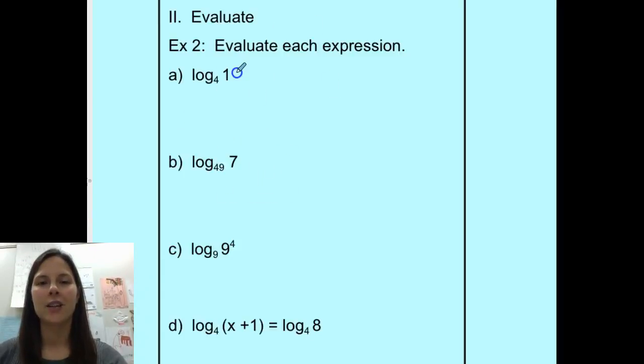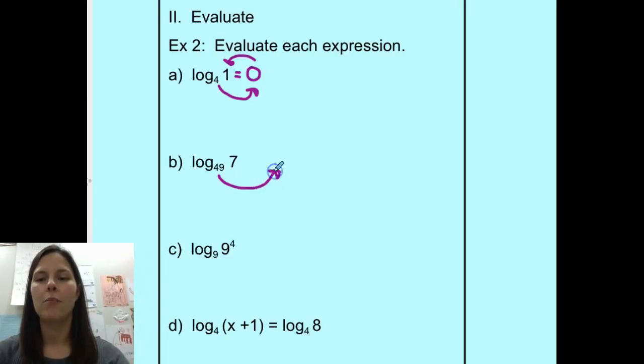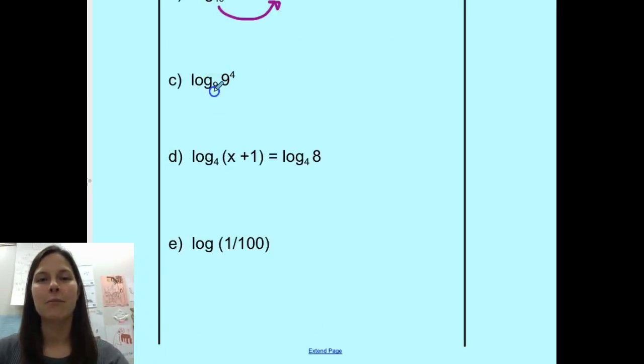Now let's take a look at evaluating some log functions. Remember, the answer of a log is the power. So what we're really saying here is 4 to what power equals 1. Anything to the 0 power gives you 1. So 4 to the 0 power equals 1. 49 to what power equals 7? Well, the square root of 49 is 7. So rewriting that as a power, we would get 1/2.